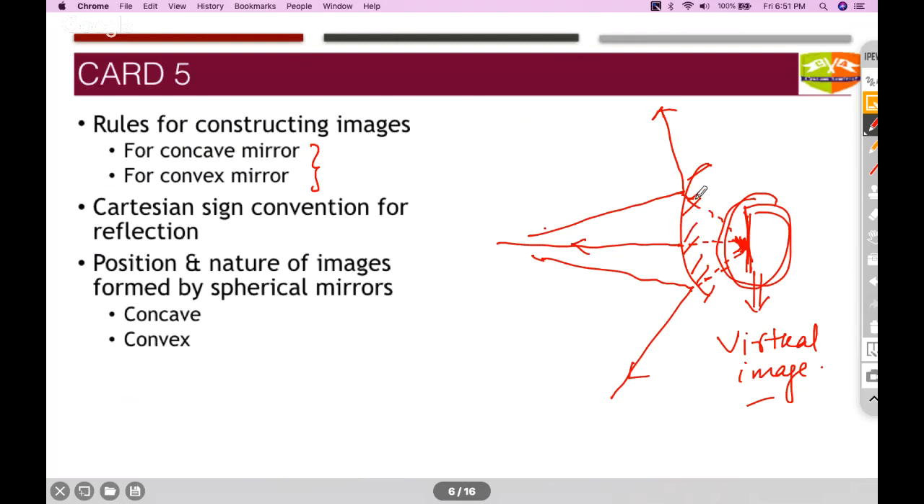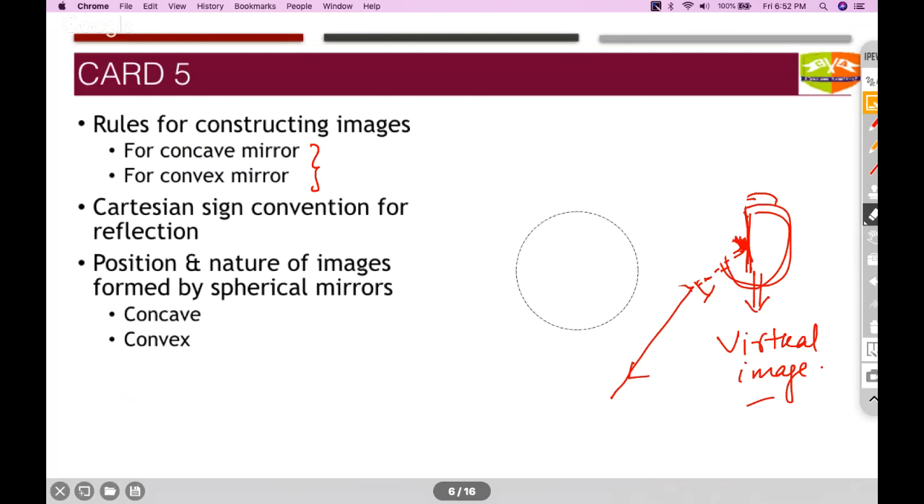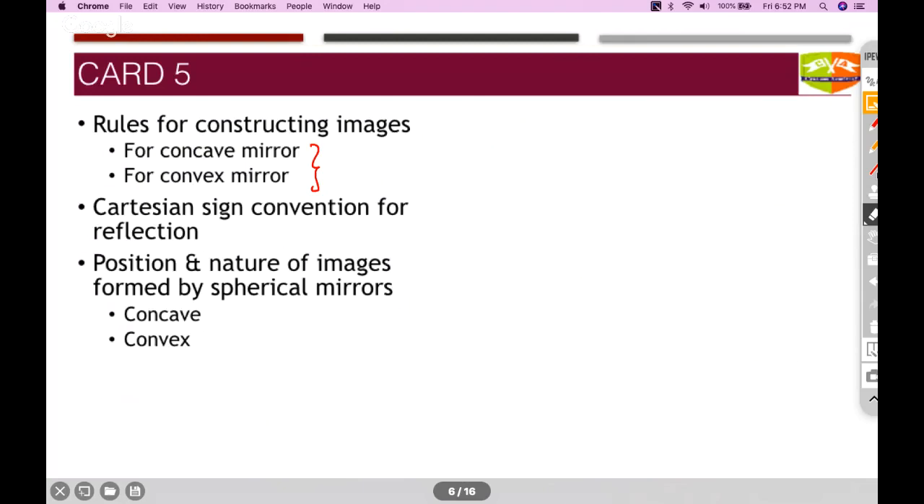So always virtual image. In case of real image, we use the language that image is formed, and in case of virtual image, we use a particular language which is that image appears to be formed. So you should understand the difference between image is formed and image appears to be formed. Image is formed is used with the real image scenario, and appears to be formed is used with the virtual image scenario. So for rules of constructing images for convex mirror, it's the same thing, but in all the cases I'll be using the language that image appears to be formed.